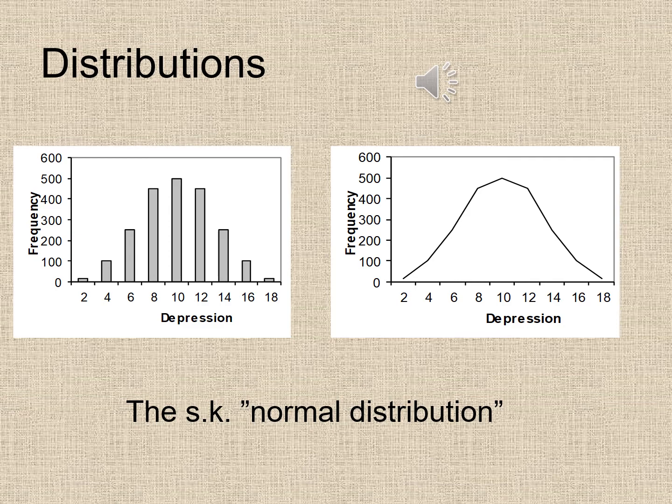And if we, instead of having bars like this in the panel to the left, draw a line, then we get the figure on the right here. It's the same frequency distribution, but with a line instead. And now this frequency distribution with this bell-shaped curve, bell shape, it's called a normal distribution.